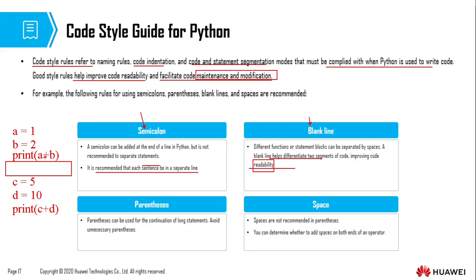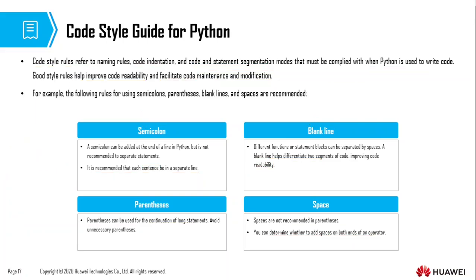Then parentheses. So parentheses are simply brackets. Parentheses can be used for the continuation of long statements. Please go and read more about that when you have time. Then we have space. This is the other important one. Spaces are not recommended in parentheses, but you can determine whether to add spaces on both ends of a particular operator. So also read more about that, but we're also going to see about code indentation.